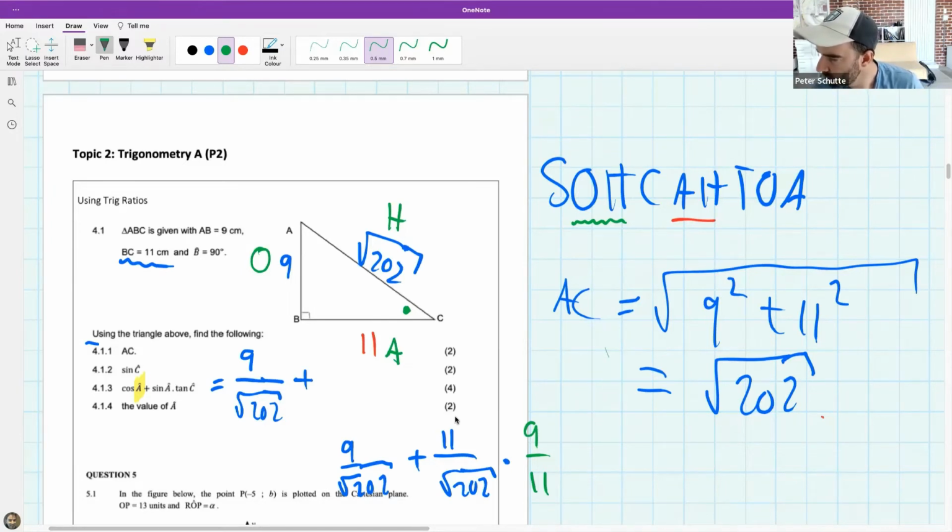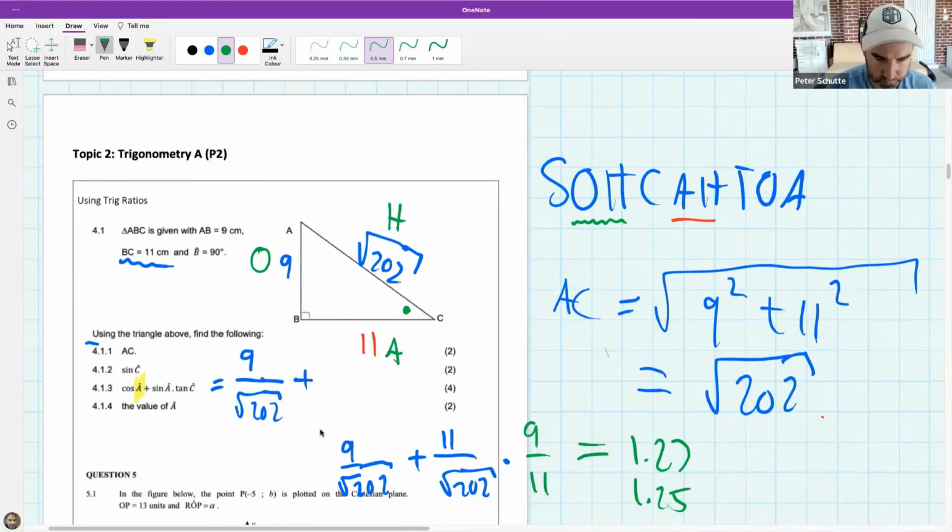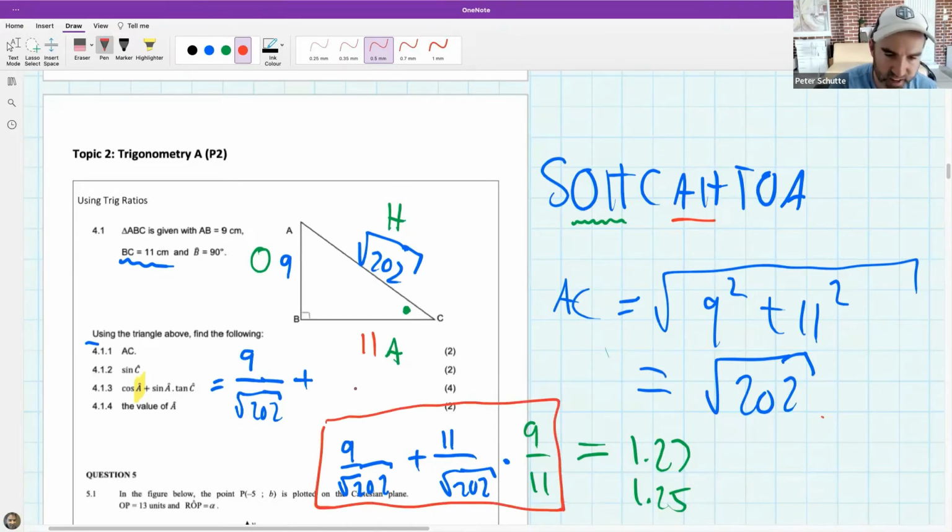I don't know. So we should have got, as our final answer, approximately 1.27 or 1.25, somewhere around that, for 4.1.3. And all I want to say is that we just had to substitute in these values, but doing that was a little bit sneaky. Now, the last bit is how do I find the value of the actual angle A?